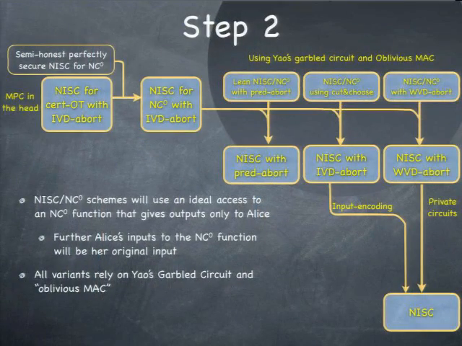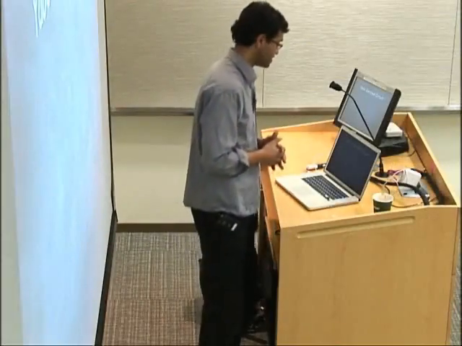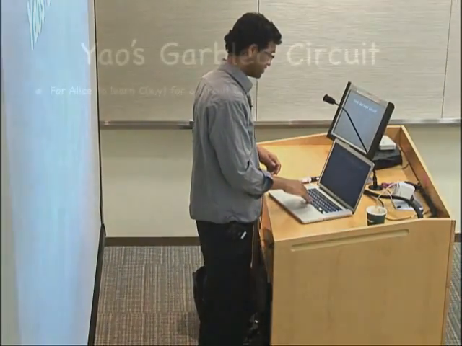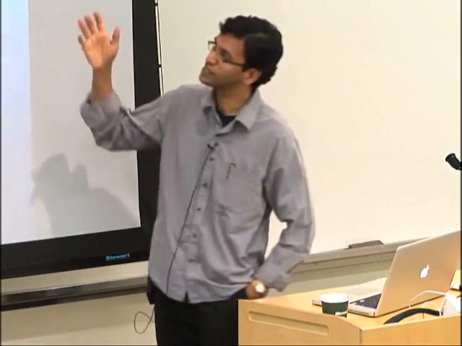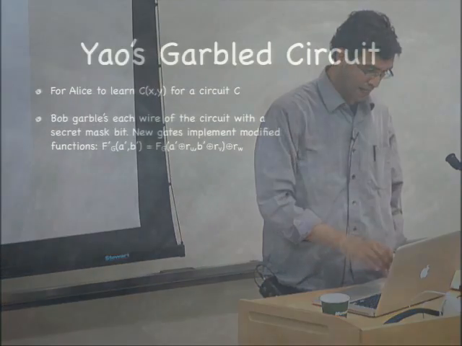Okay, so all these three variants use Yao's garbled circuit and something called oblivious max. So let me quickly try to recall what Yao's garbled circuit is. This is a slight variant from what you might have seen typically. This has also been described in the literature in this form, but it's slightly different. Okay, so there's a circuit C. Alice wants to learn C of x comma y.